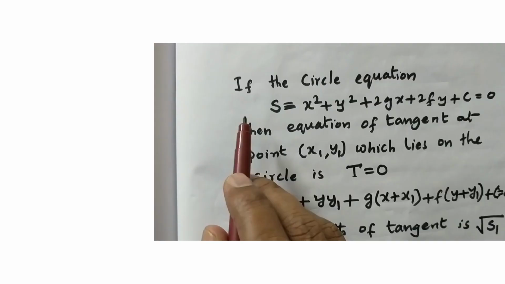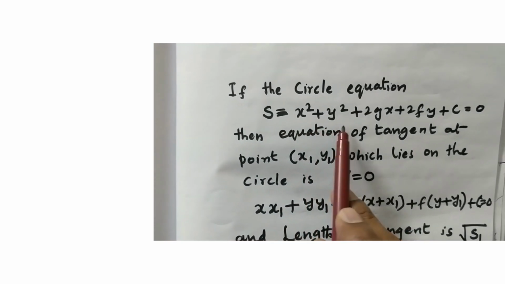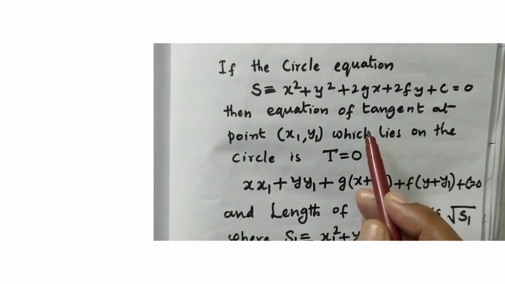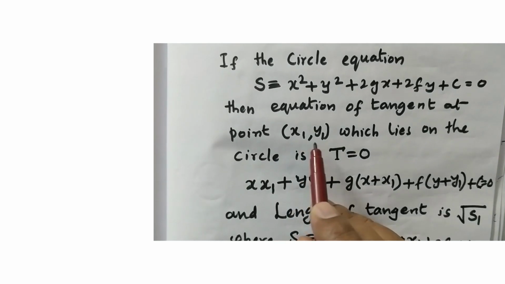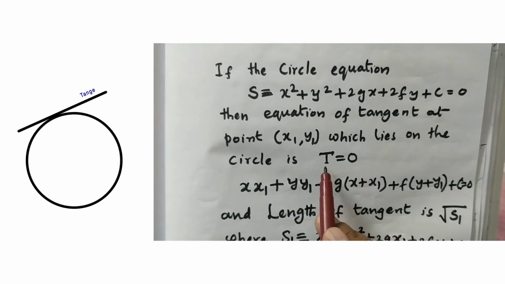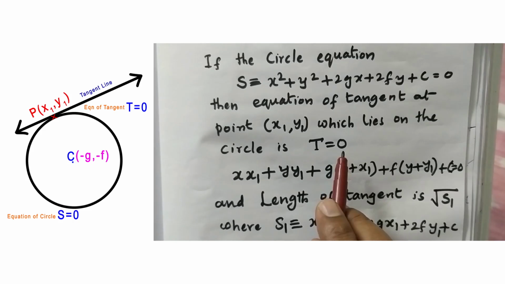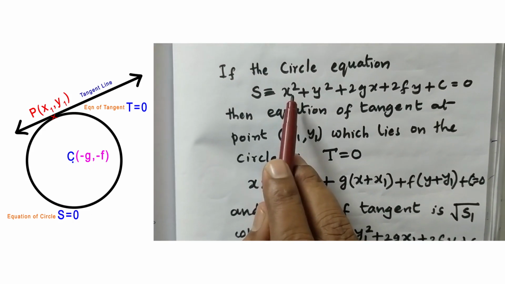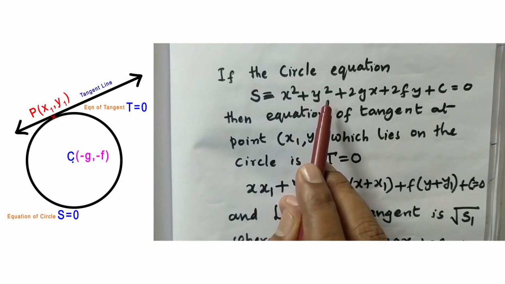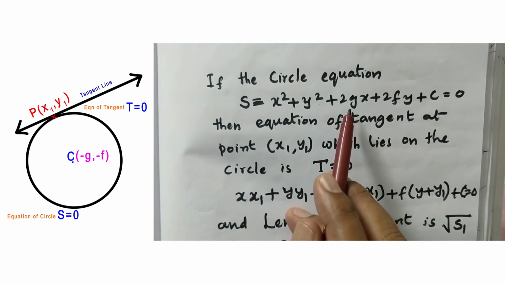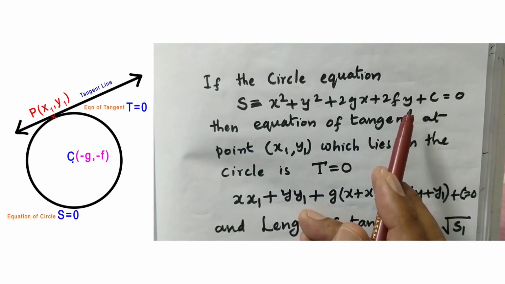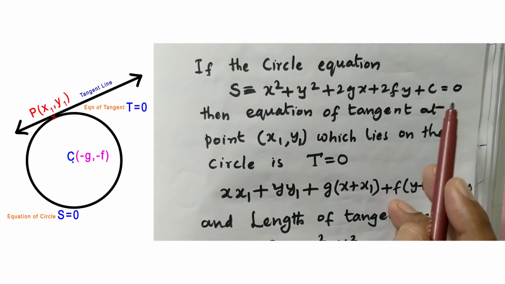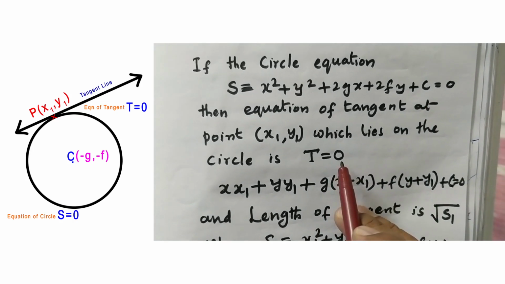The circle equation is x square plus y square plus 2gx plus 2fy plus c is equal to 0. Then the equation of the tangent at the point (x1, y1) is denoted with T is equal to 0. What is T? You know that in the place of x square we write x x1, in the place of y square y y1, plus g of (x plus x1) plus f of (y plus y1) plus c is equal to 0. That is called the tangent equation.